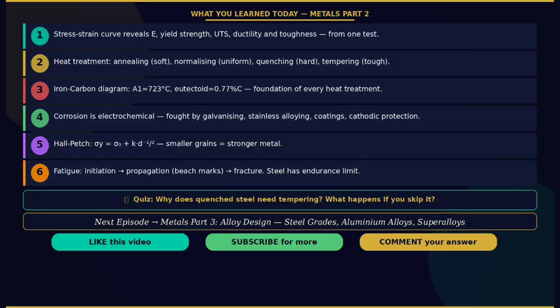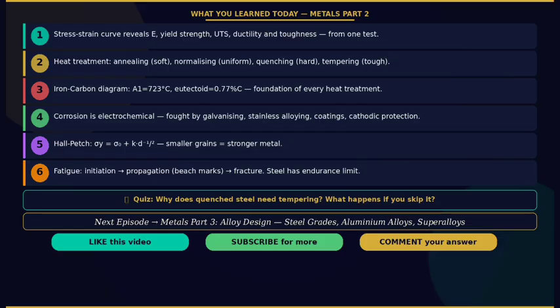Let us bring everything together. The stress-strain curve reveals Young's modulus, yield strength, UTS, ductility, and toughness from one tensile test. Heat treatment, annealing gives softness, normalizing gives uniformity, quenching gives hardness, tempering restores toughness. The iron-carbon diagram, A1 equals 723 degrees Celsius, eutectoid at 0.77% carbon. Every heat treatment starts here.